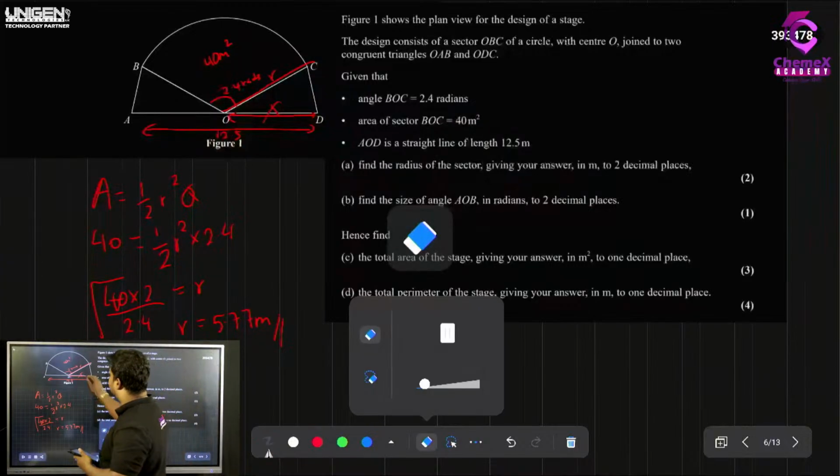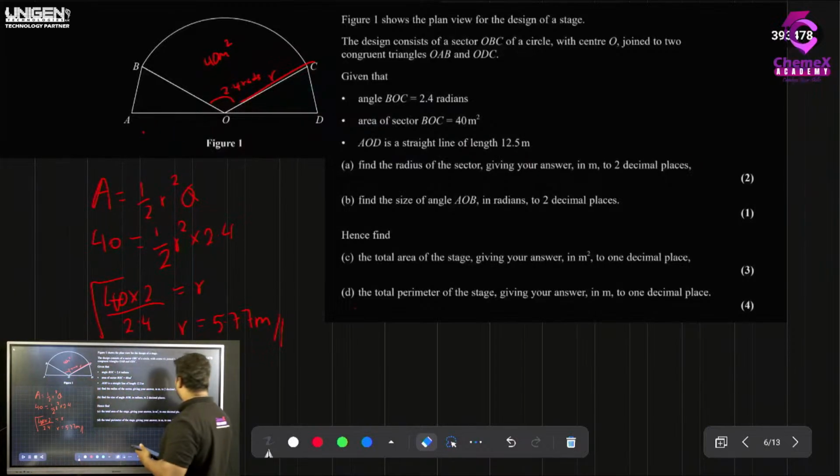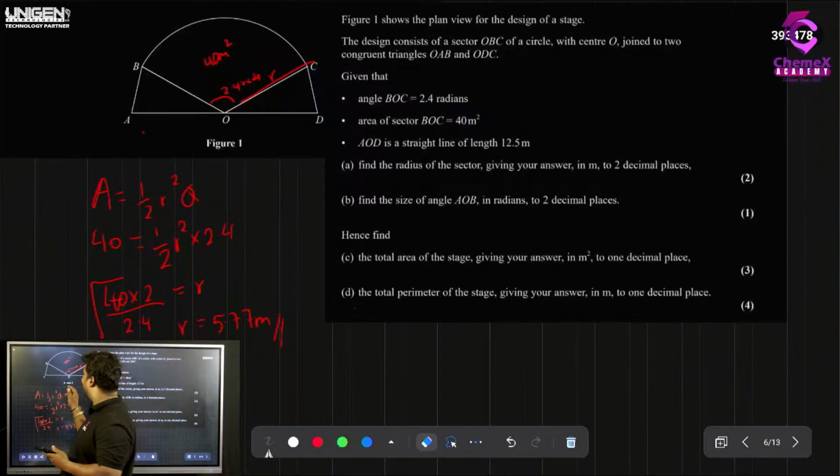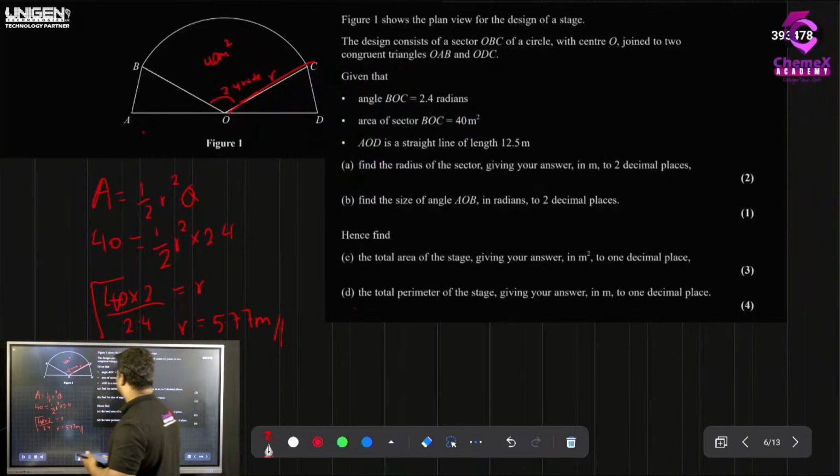Most people when they see this, they think this is 12.5 and then half of it is the radius. And they're asking just a 2 mark, divide by 2 and get it. That's wrong if you do it like that. So now we know it's 5.77.